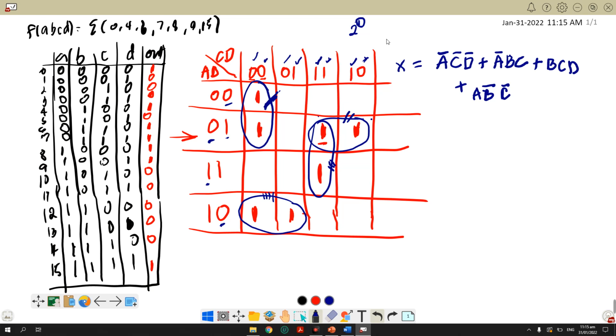So our simplified equation for this one is A complement plus C complement D plus AB C complement plus BCD plus AB complement C complement.